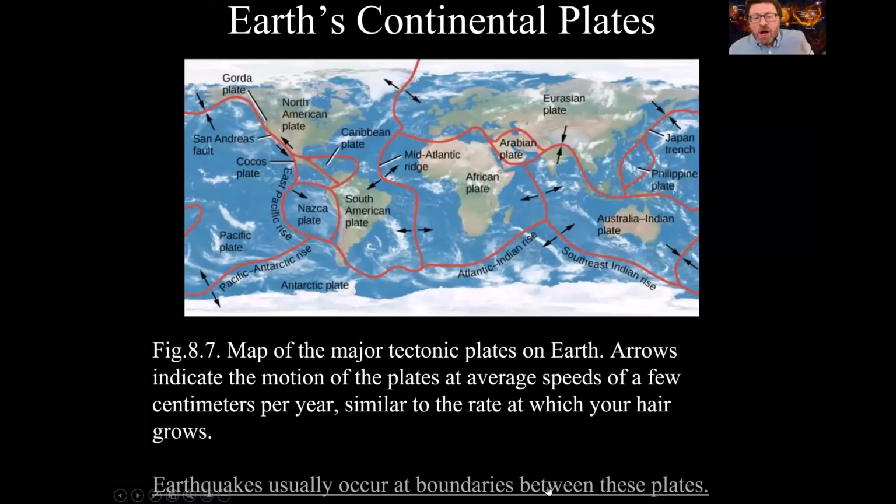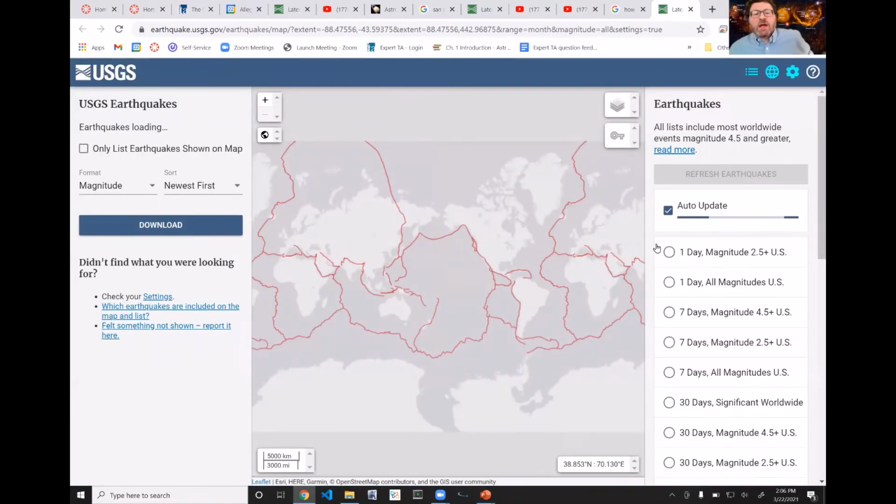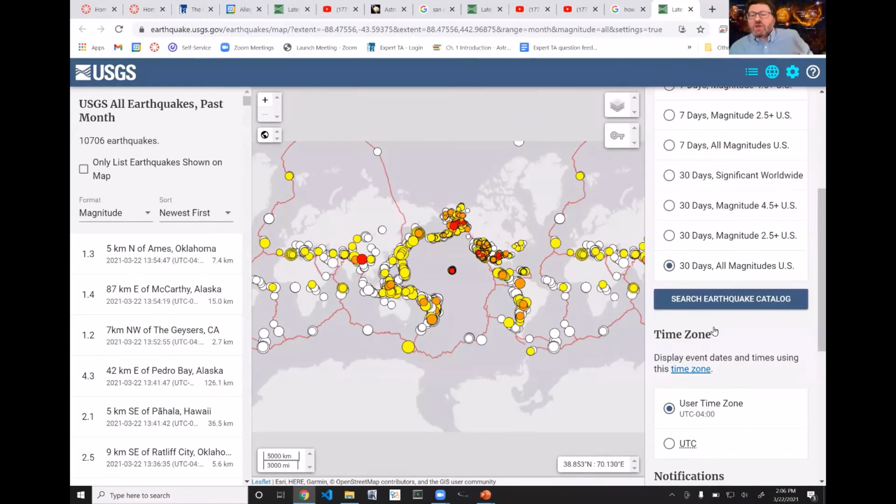Down at the bottom here, I included a link to the USGS website. And this keeps track of where and when the earthquakes occur. Right now, I have it so that I'm showing you all the earthquakes of any magnitude within the last 30 days from across the earth. And the little red boundaries there are the plate tectonic boundaries we were just talking about. And you can see that the vast majority of these earthquakes are forming along those boundaries.